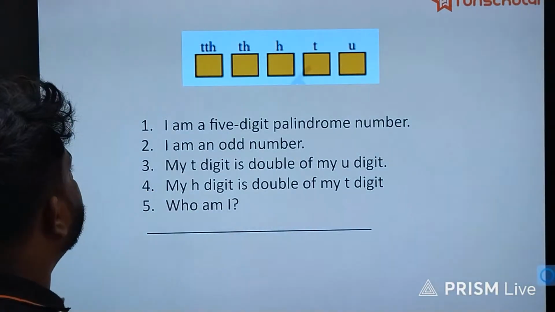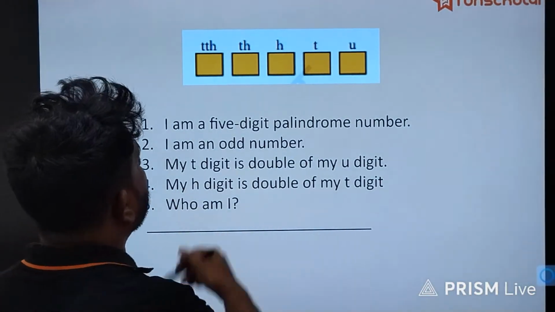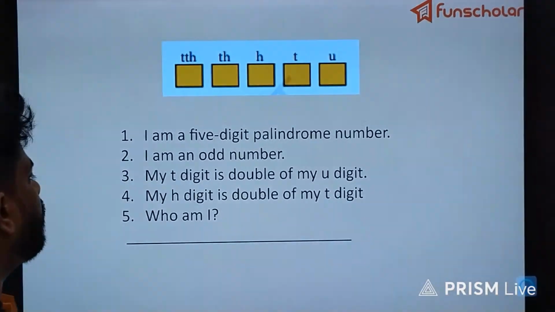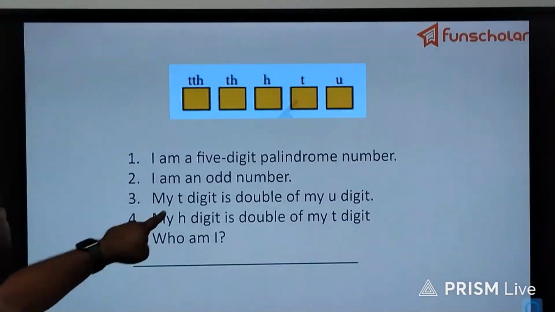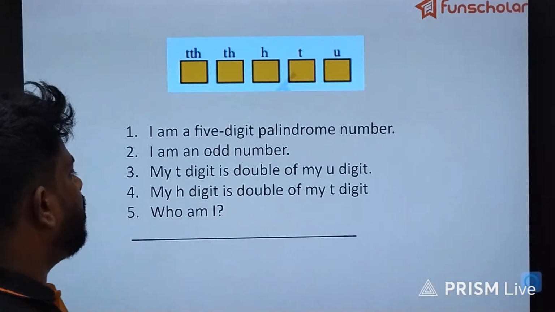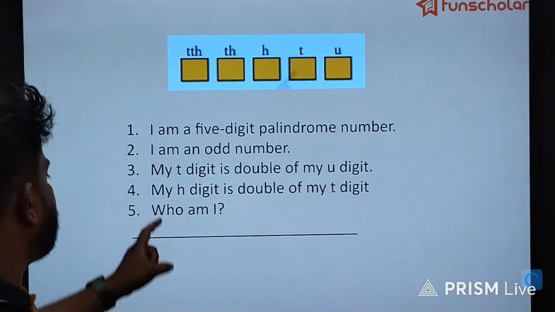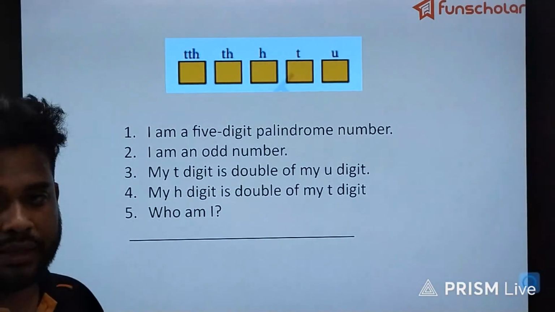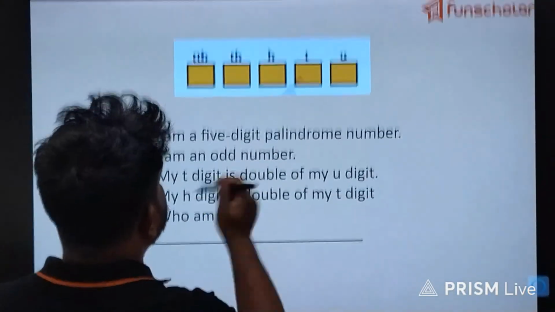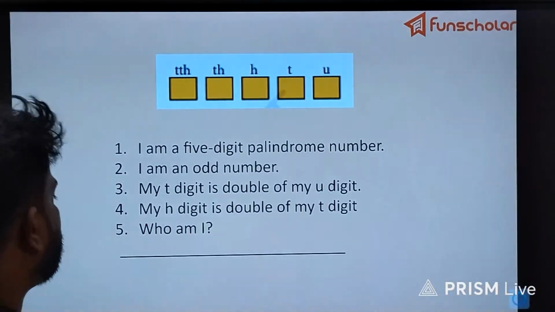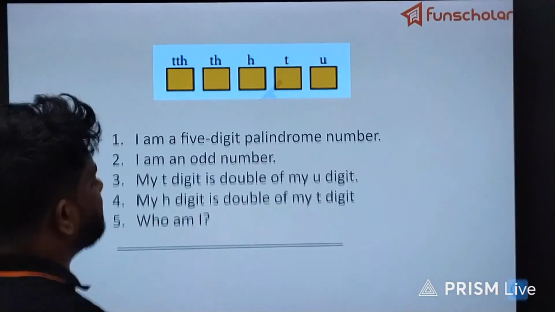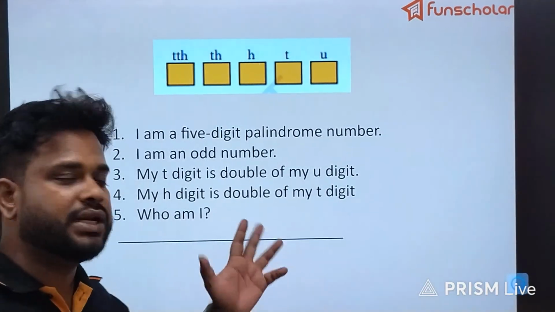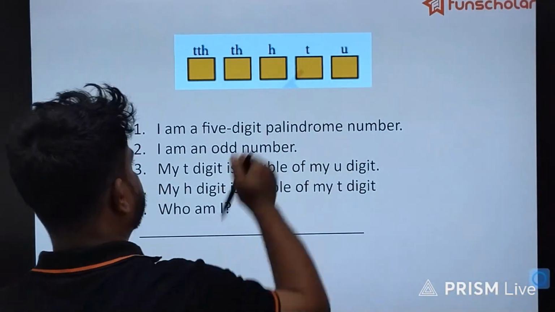Now we will go further. I am a 5-digit palindrome number, I am an odd number, my U digit is double of my T digit... sorry: my third digit is double of my U digit, my H digit is double of my T digit. Who am I? So here, a 5-digit palindrome number, I am an odd number, obviously. My 3rd digit is double of my U digit, meaning unit digit, that means in this place.